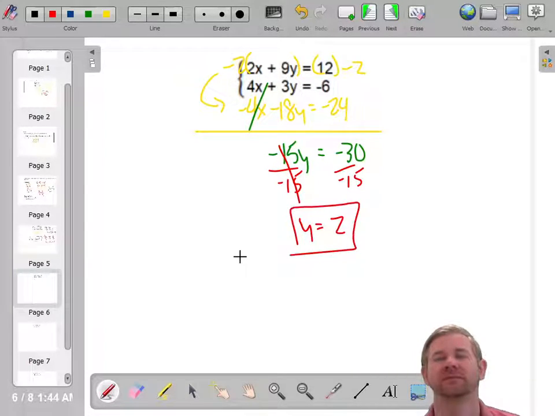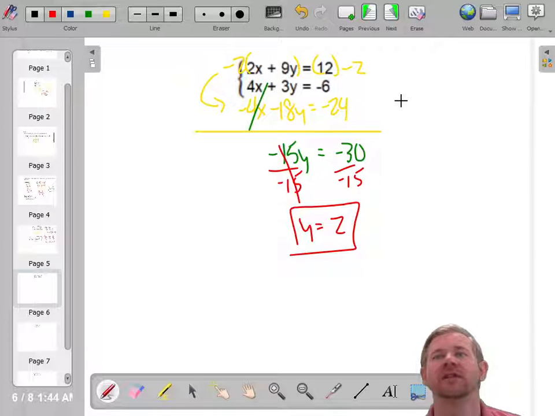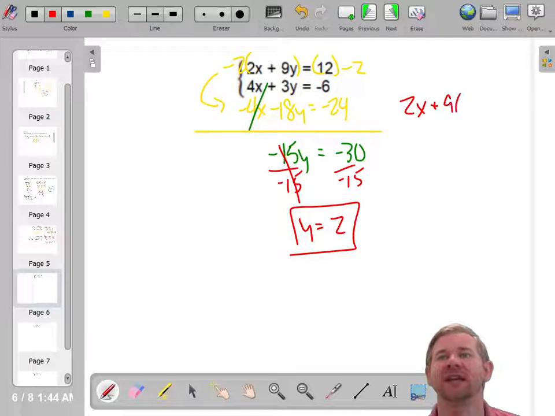Y equals 2. Nice. Once you have y, you need to go back and get x. So in 2x plus 9y, instead of y, I'll put 2. I'm using the top equation. I'm just putting 2 right there.